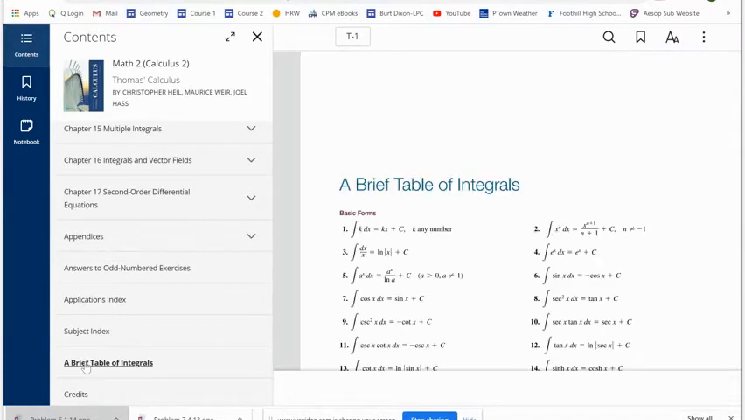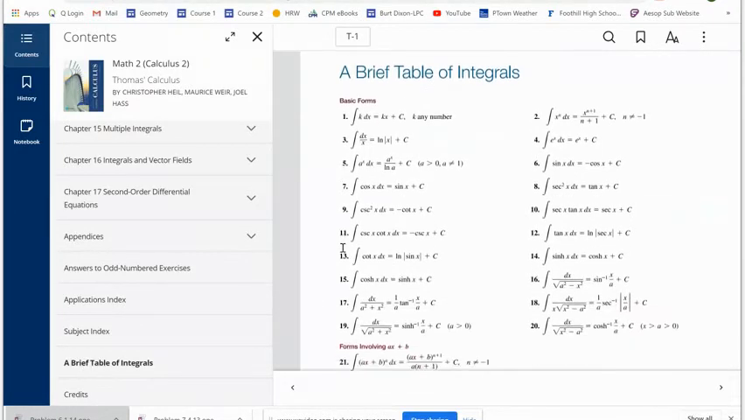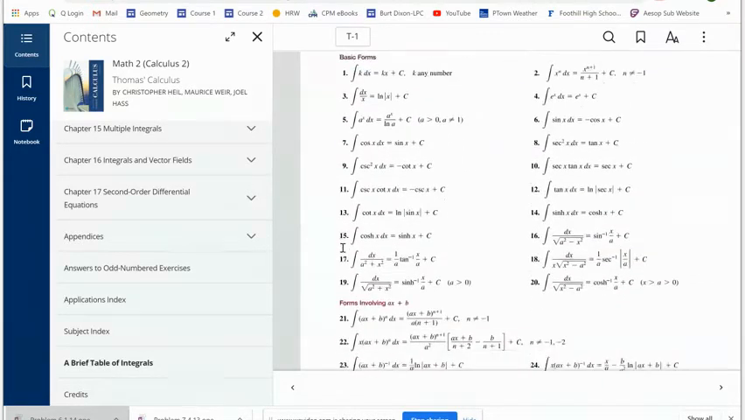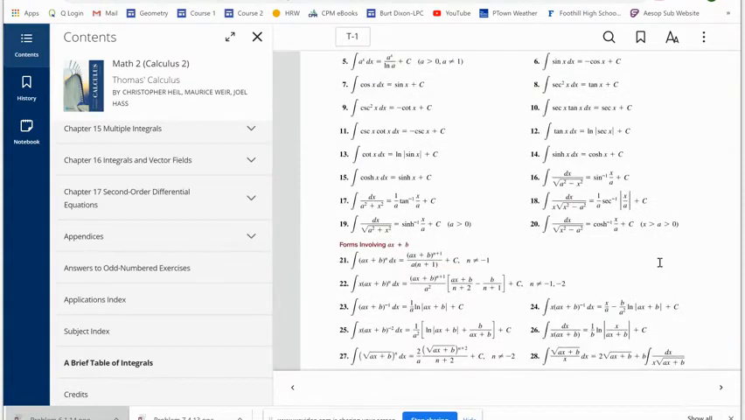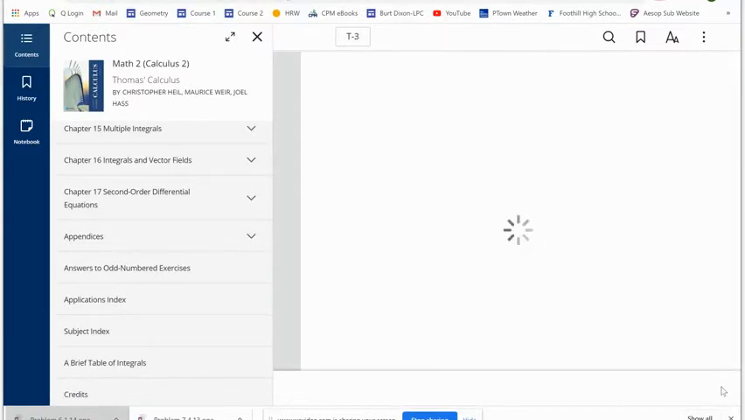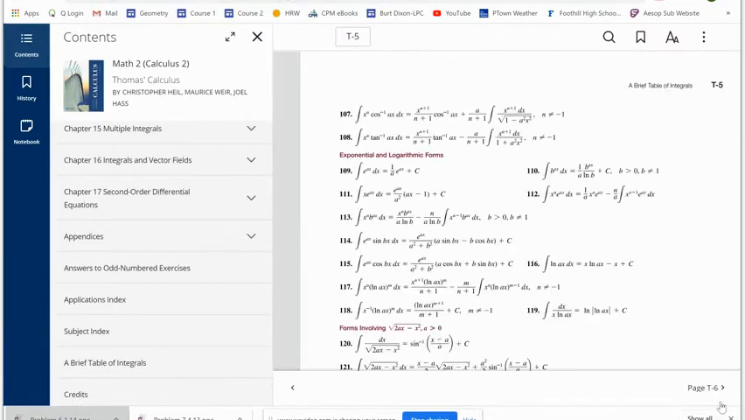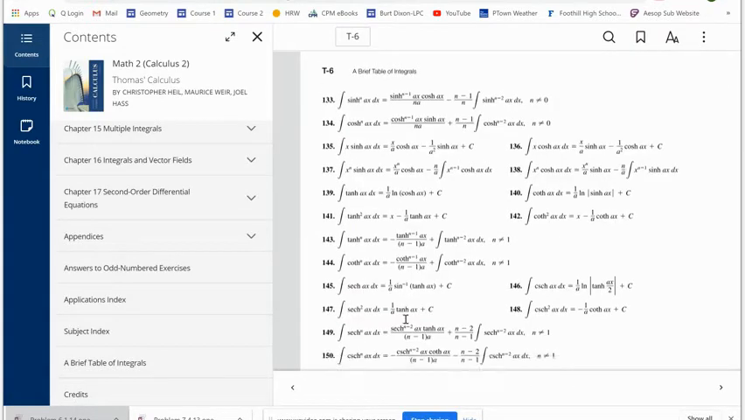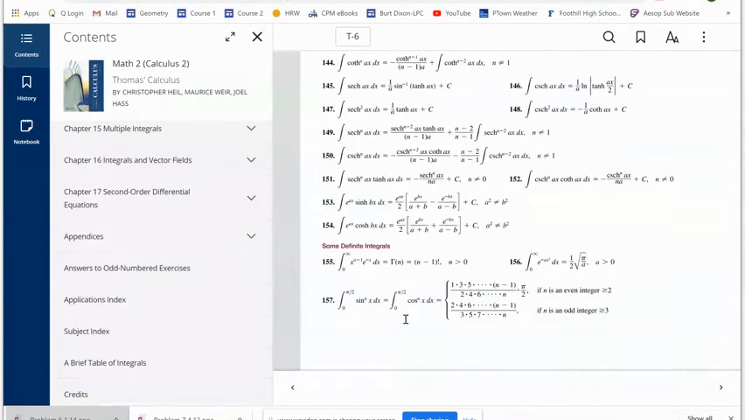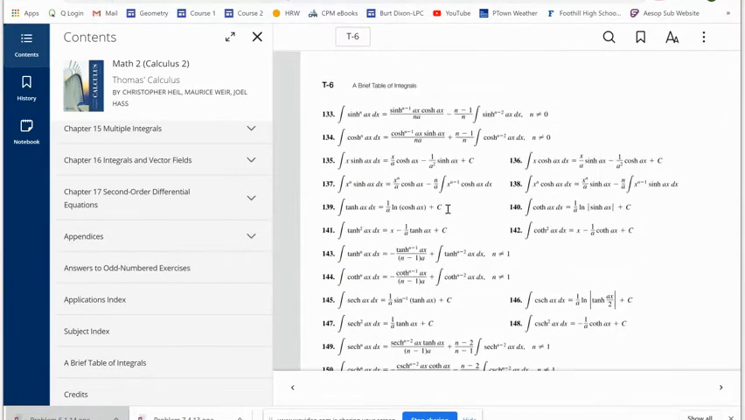Just about every textbook has a table of integrals. They're not all exactly the same, and they're probably not numbered the same, but you'll see this goes on for several pages, and they did call it a brief table of integrals. If you scroll through or turn the pages in your book, this is actually the last page. Their brief table of integrals has 156 different integral formulas in it.